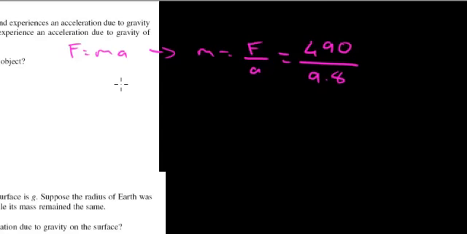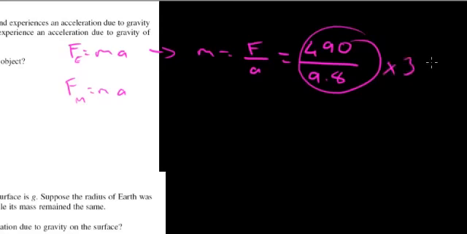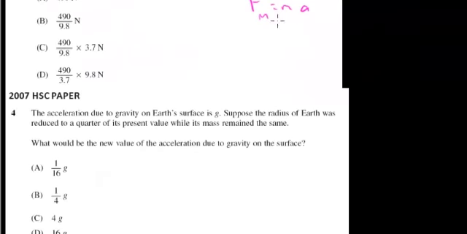This would give us the mass. If we just multiply the mass by the acceleration, we're going to get the force that the person feels on Mars. So all we have to do is multiply this by the acceleration on Mars, which is 3.7 meters per second squared, and we get the force that they feel on Mars.